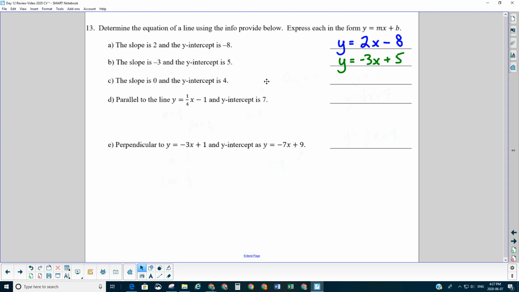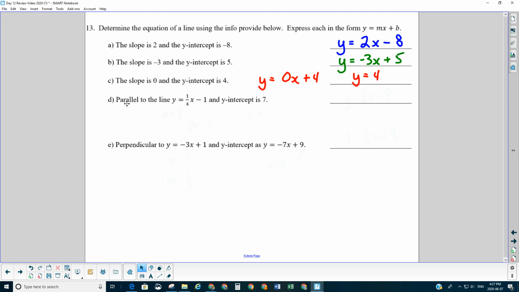So you might think of it as this. You might think y equals 0x and then plus 4. But 0 times anything, even x, is just 0. So that actually disappears. So most of you will probably just write y equals 4. And remember that slope 0 is a horizontal line anyway, so it's just y equals 4. All right, now we get into D and E, where there's a little bit more clues and a little bit more fiddling we have to do before we can get the equation.